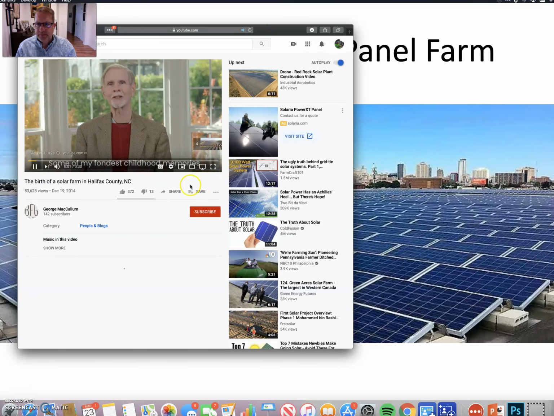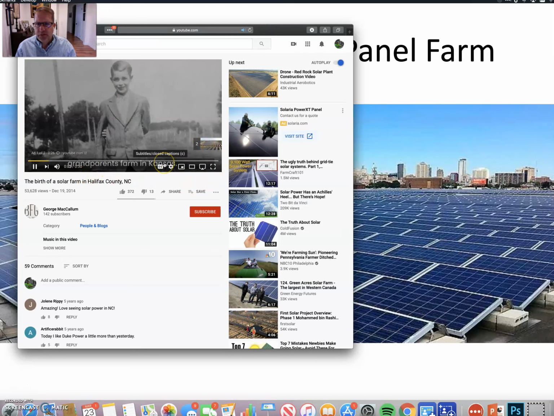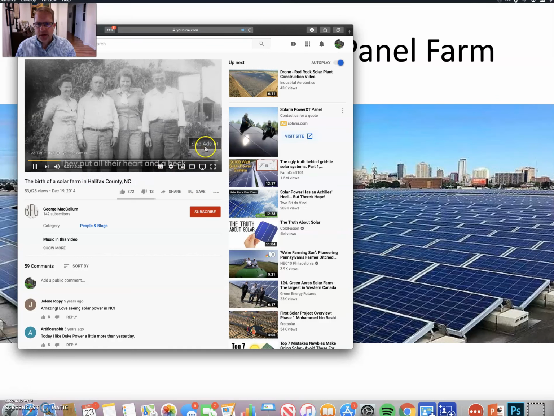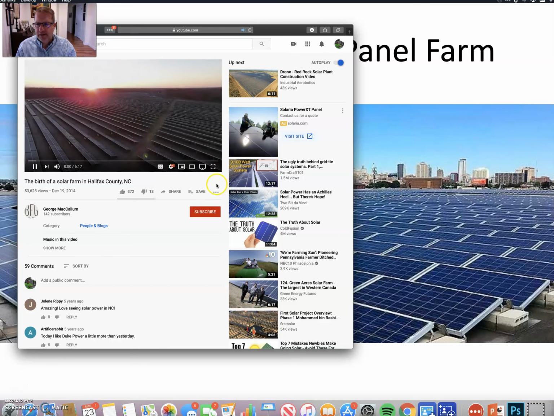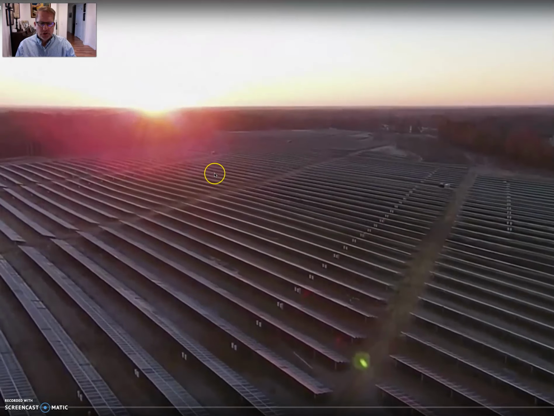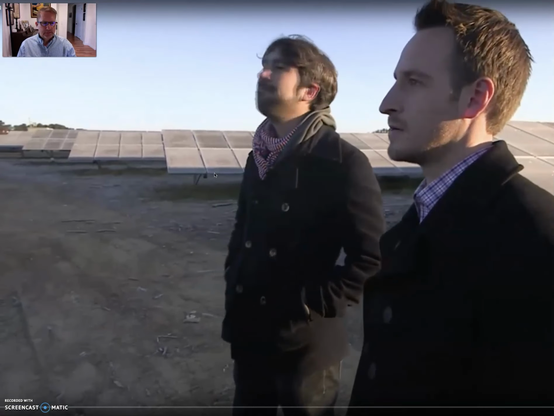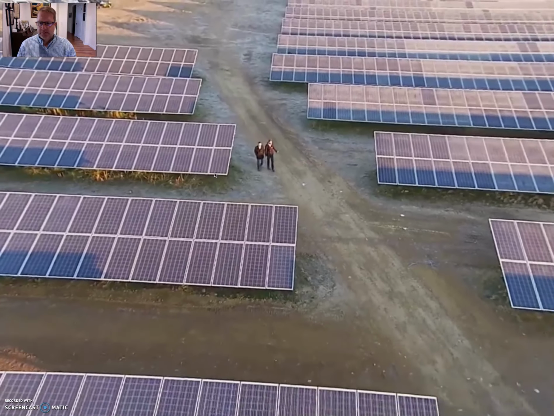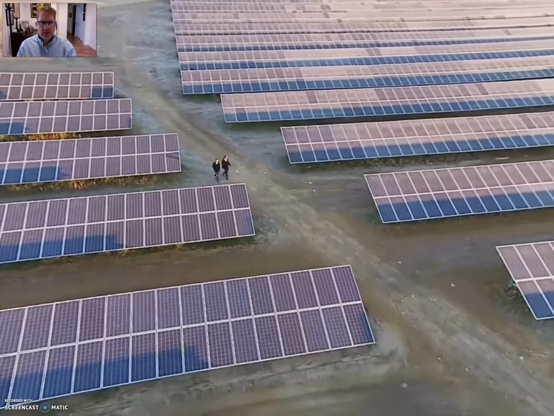Some of my fondest childhood memories come from the summers I spent on my grandparents' farm in Kansas. They put all their heart. Okay. Here we go. So this is a solar. Beautiful morning. Yeah. Look at this. Wow. Look how big it is.